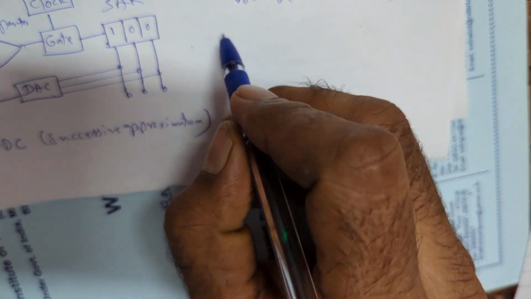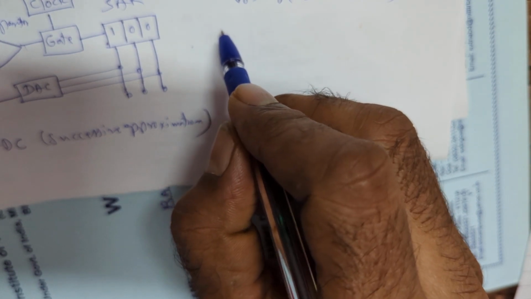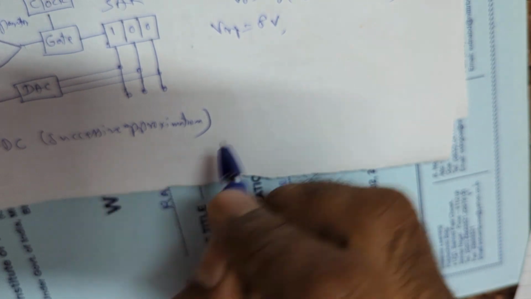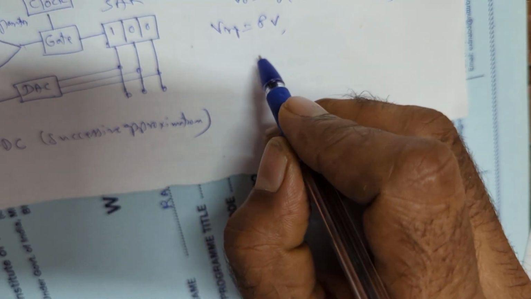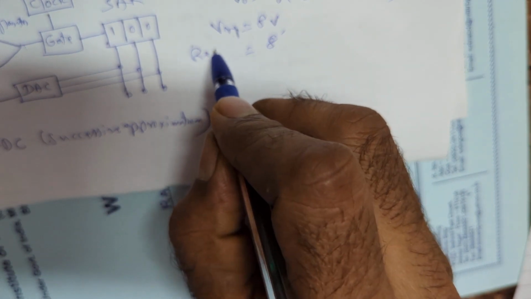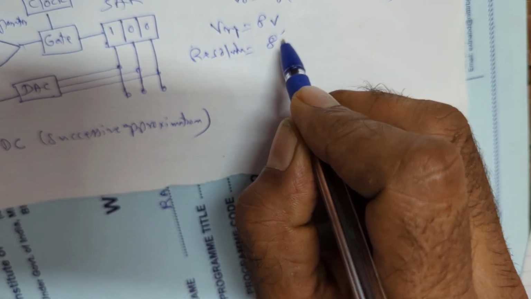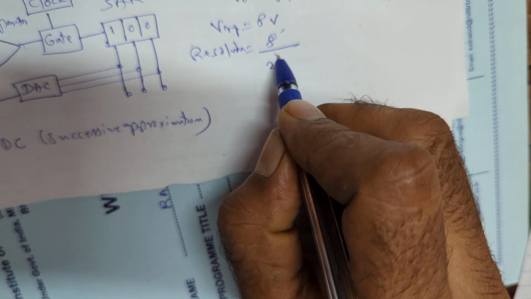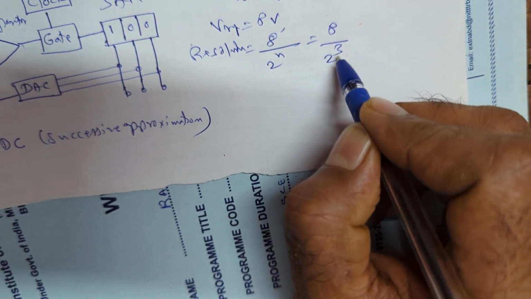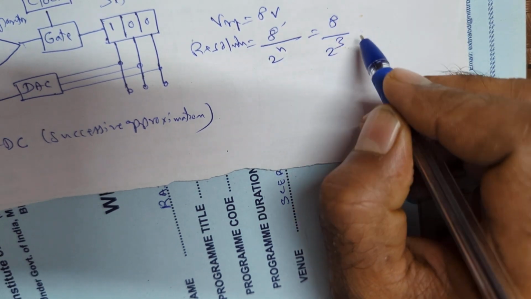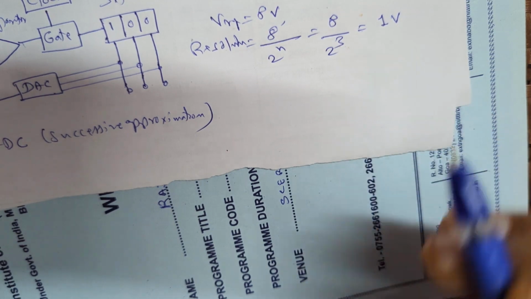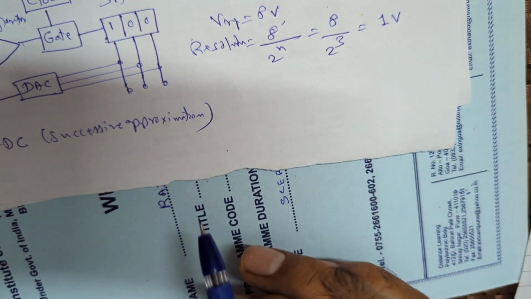We know that suppose if we consider the reference voltage is 8 volt, then the resolution is equal to 8 volt divided by 2 raised to n. So 8 upon 2 raised to 3. So it is a 3-bit converter. So we are going to get 1 volt as the minimum voltage, that is the resolution.